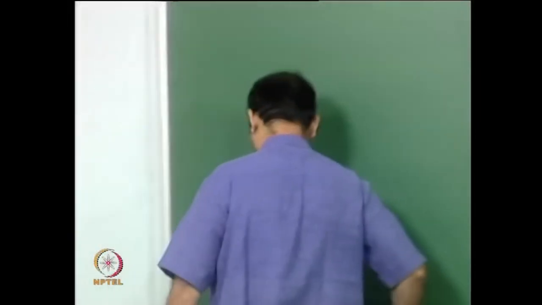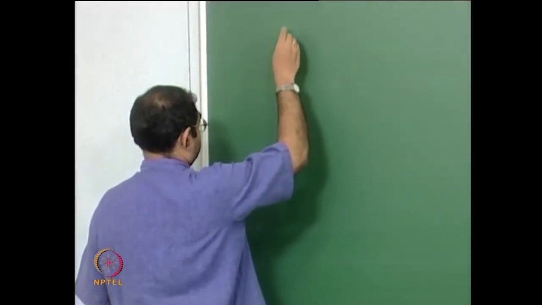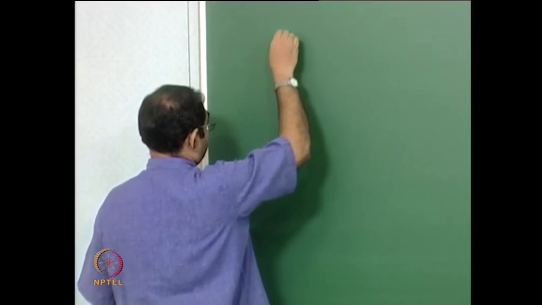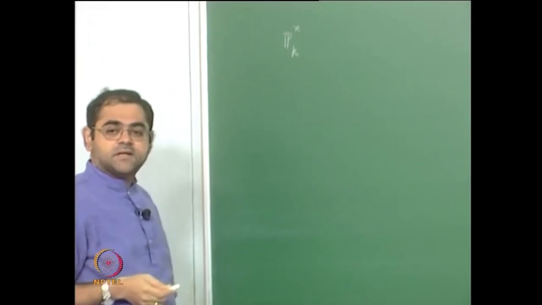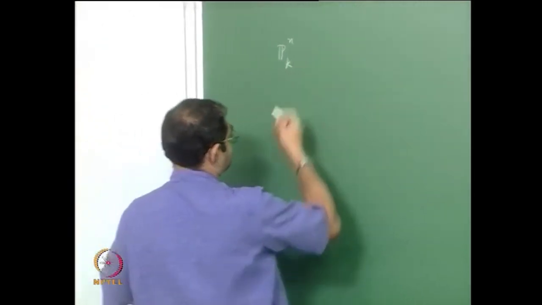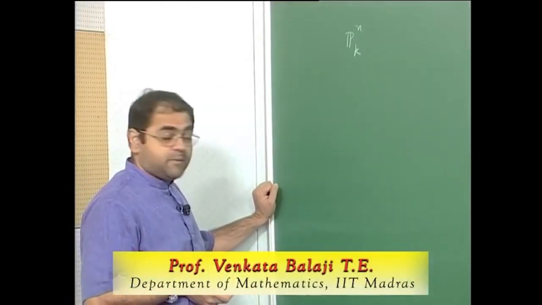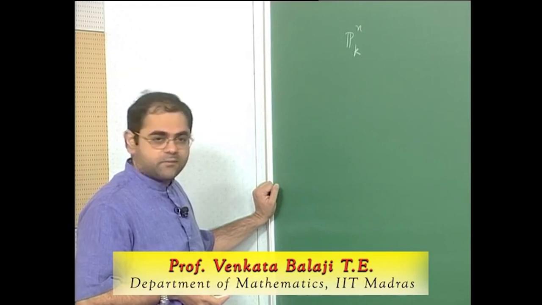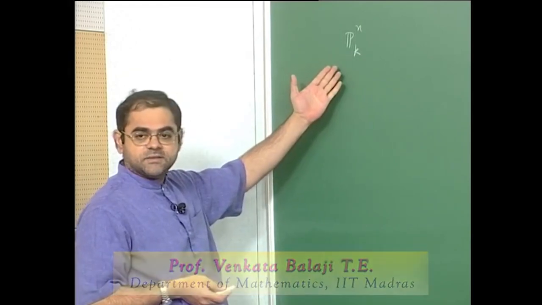So we were discussing projective spaces. If you recall, we have projective space, projective n space over k, where k is of course an algebraically closed field, and this is thought of as a space of lines in n plus 1 dimensional affine space. All right, and we have given the Zariski topology on this.